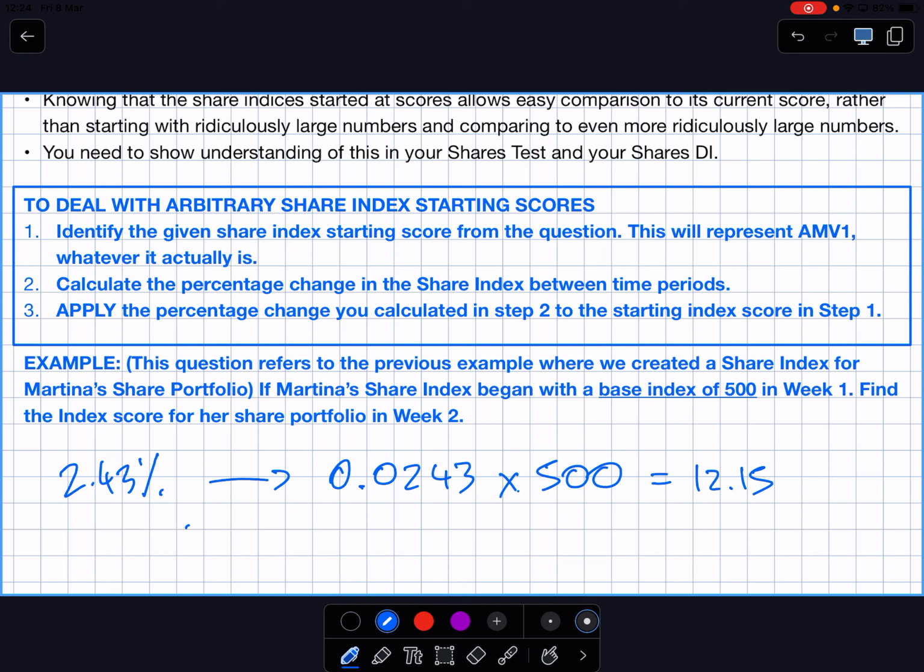So, therefore, in week 2, her portfolio went up. It started at 500, what would it go up to? 500 and what? We worked out that 2.43% was 12.15. Good. It would go up to a 512.15 score. That's a little more reasonable than the 172,000 and so on. Yeah? It's easier for our minds to comprehend. Right?